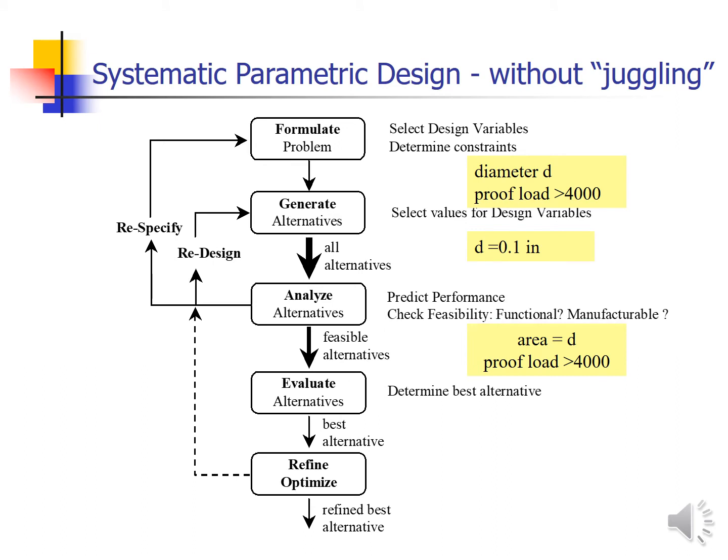This is a systematic parametric design. After we get the diameter and proof of load more than 4,000, we select the design variable D equal to 0.1 inch. The flow is from formulating the problem, with generate and analyze, and then we do the redesign. This is the standard flow for systematic parametric design.